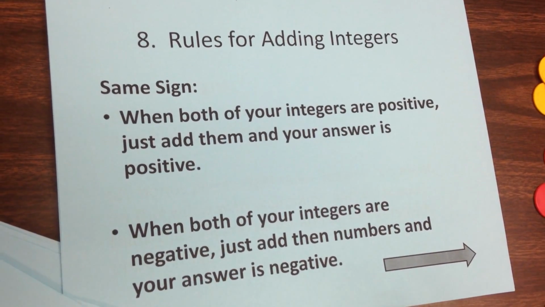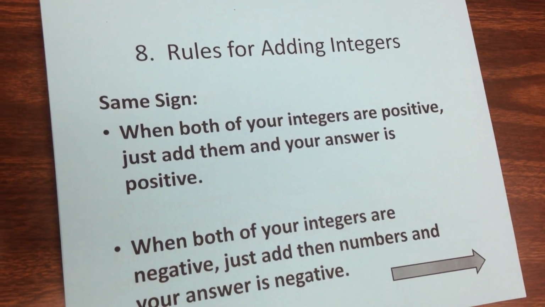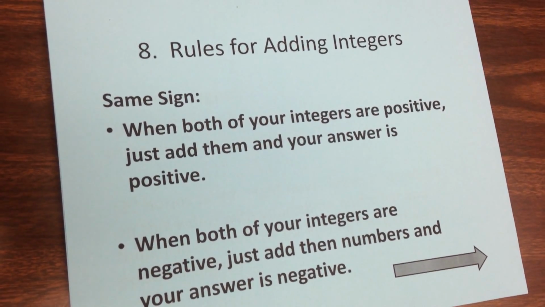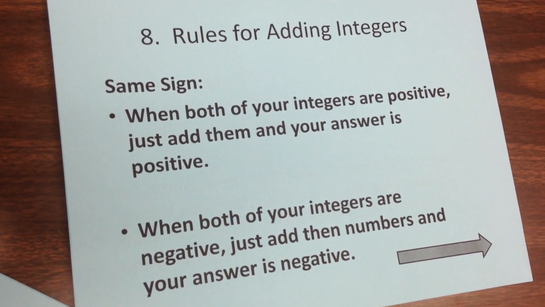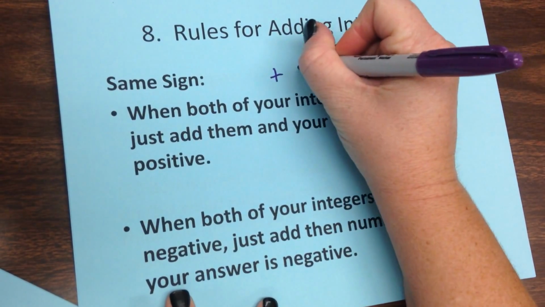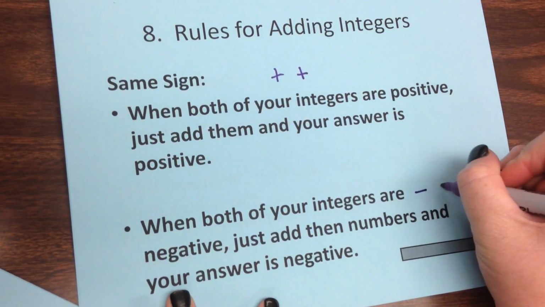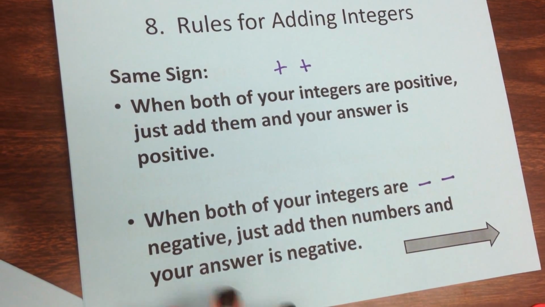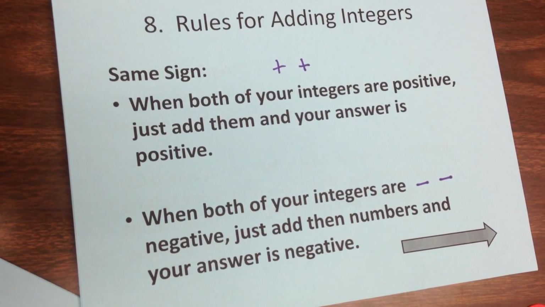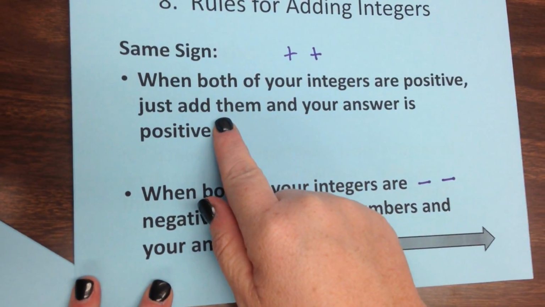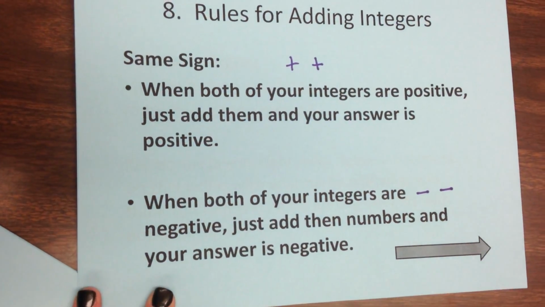Okay, number 8, your rules for adding integers. I want you to go ahead and write these down for number 8. Same sign means when it's a positive plus a positive or a negative plus a negative. So when they're both positive, such as +2 plus +3, you just add them. 2 and 3 is 5, and your answer is positive.